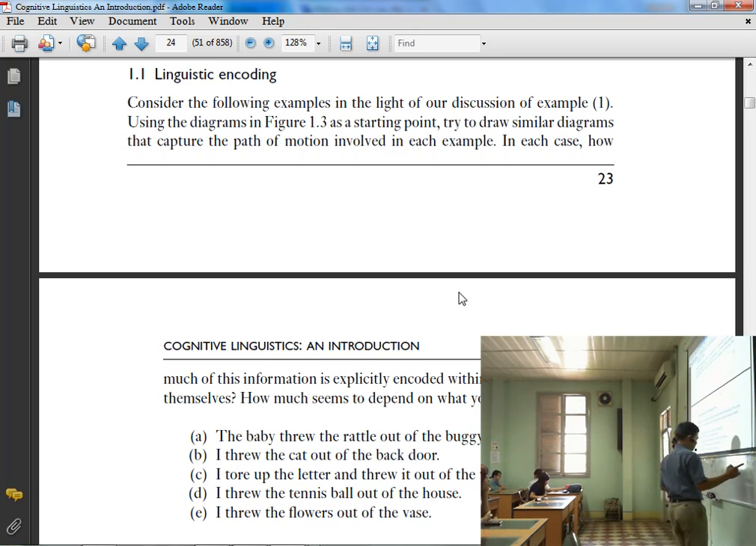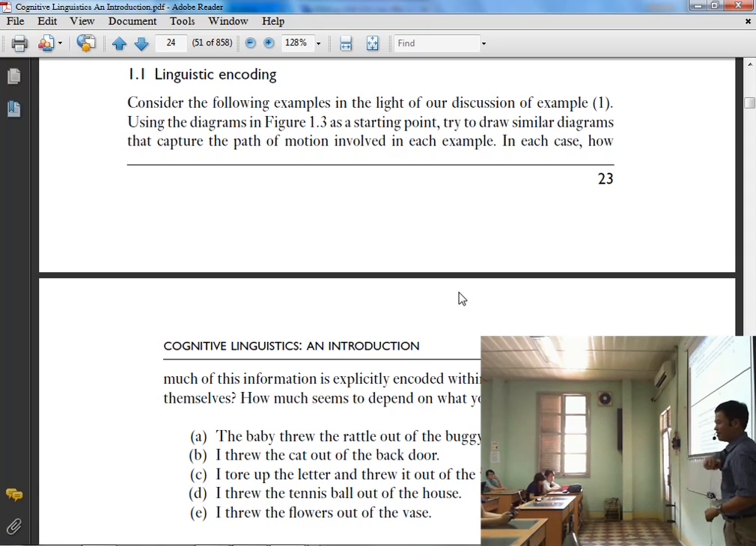And D, I threw the tennis ball out of the house. I also have a flat surface as a door of the house. And I throw the ball out of the house. Now this is the motion path for the object in this case. It's straight and goes a long way like this because I know that the ball can fly very far. Okay.